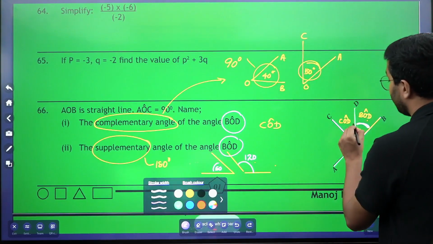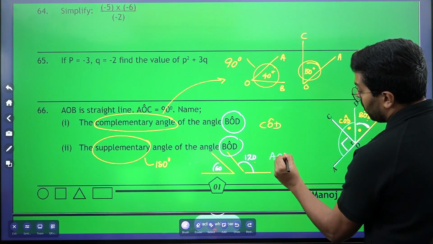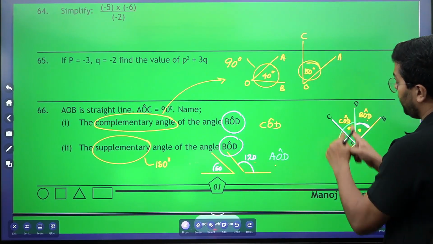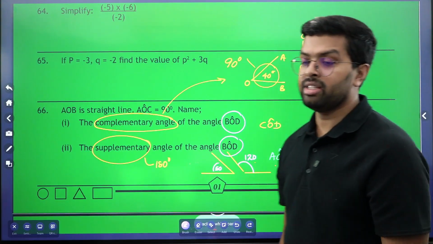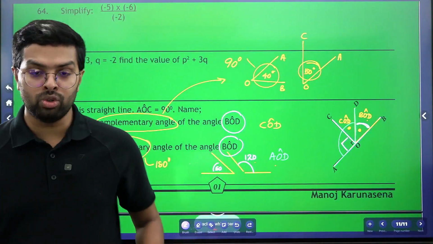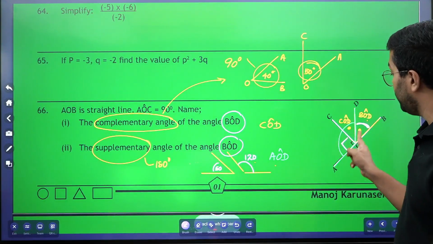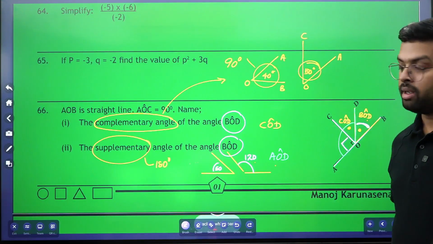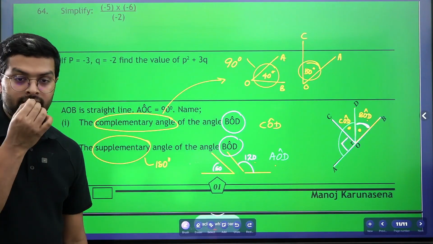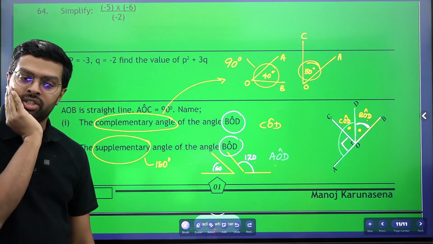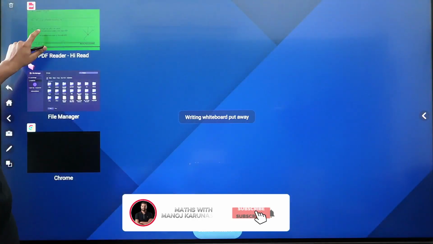This green color one. What is the angle? AOD. Now this AOD and DOB both together, the sum of the two angles will be equal to 180 degrees. Therefore, the supplementary angle of BOD is AOD. Clear enough? Remember these terms. These will be definite questions in your third term examination. Okay, moving on.